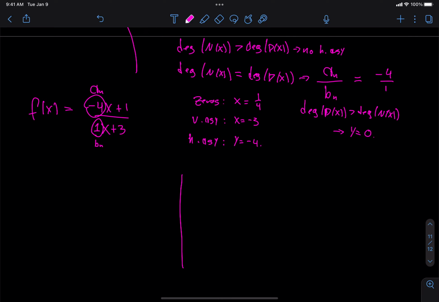So we can draw it in the following way. I guess we can do one more, which is the y-intercept. The y-intercept is going to be what? When I plug in 0, I get 1 on top and 3 on bottom. So 1/3. So here's 1/3.